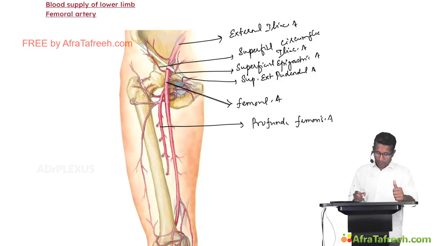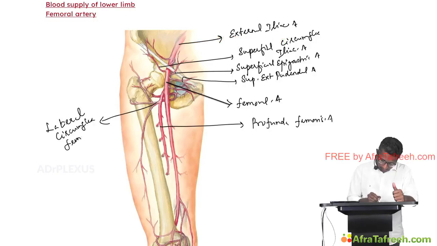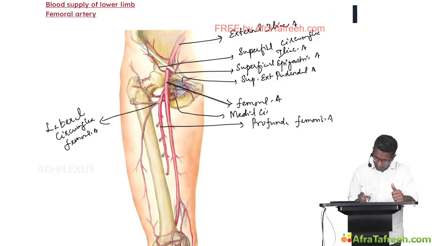the proximal femur. This branch is called the lateral circumflex femoral artery. And you have another branch which is running here. This is called the medial circumflex femoral artery.